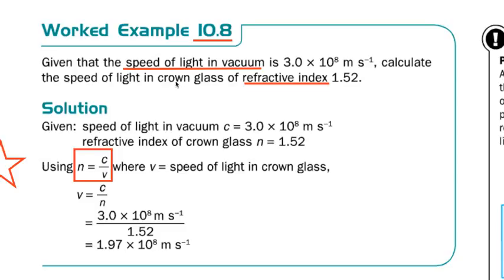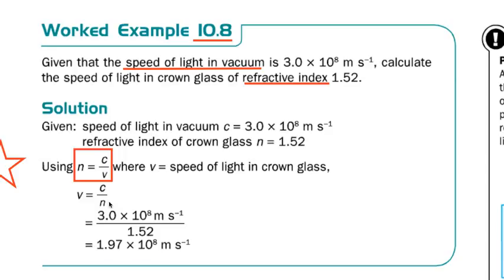First example here, using the first formula that we learned, the ratio of speed of lights. They gave you the speed of light in vacuum, 3.0 × 10^8 meters per second. Given the refractive index, find the speed of light in glass.